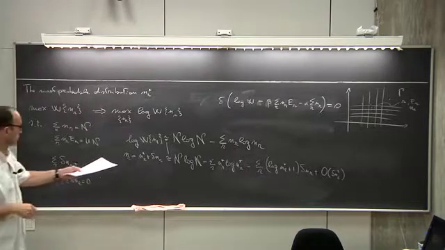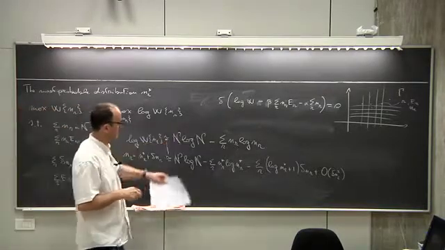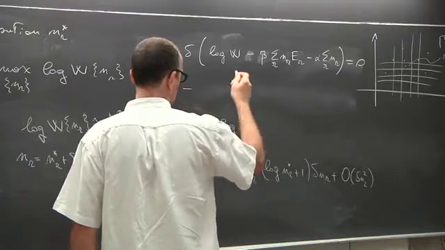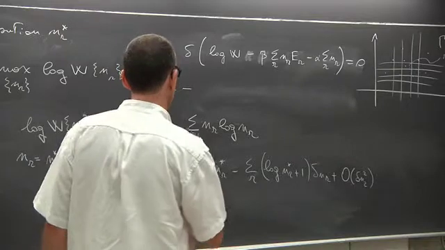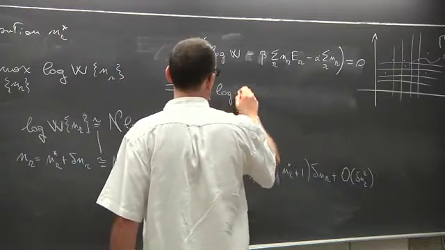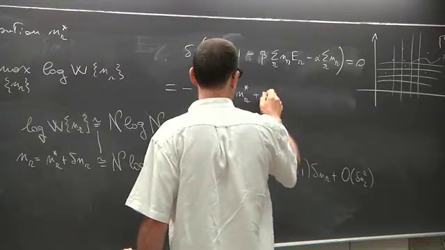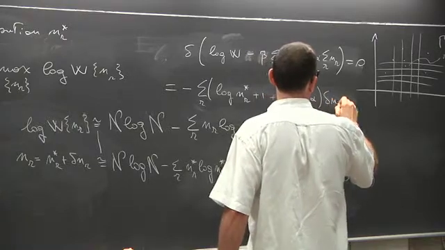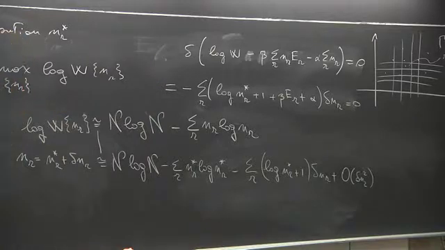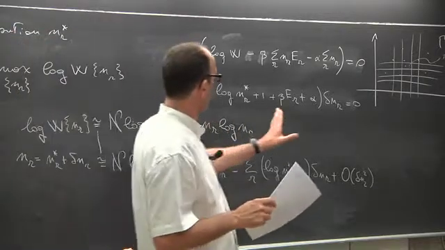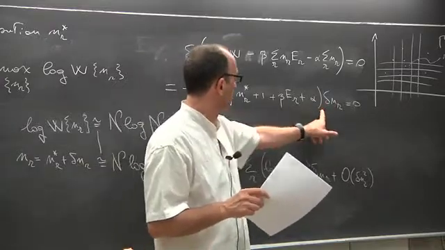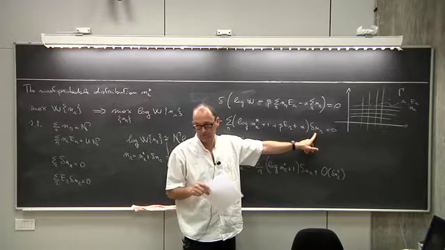And so if I do this, this variation is proportional to minus the sum over r of log n r star plus 1 plus beta E r plus alpha. This must be equal to 0. So you see, for any given beta and alpha, this variation must be 0 for all values of delta n r, for all possible variations.